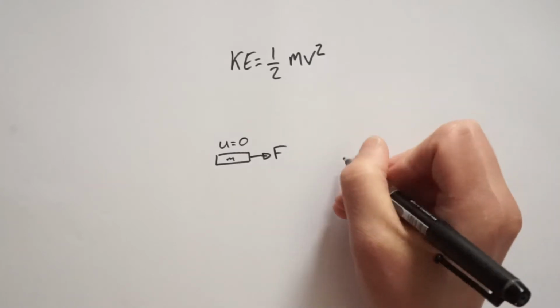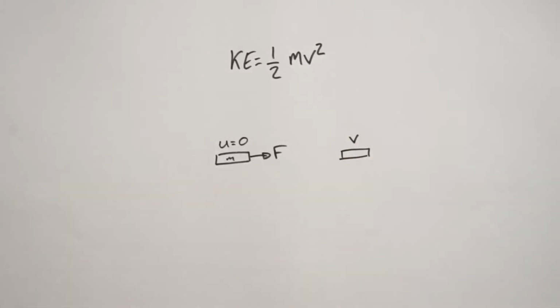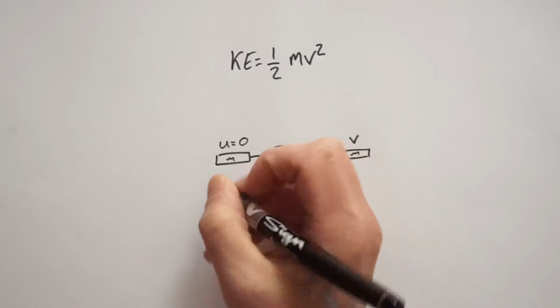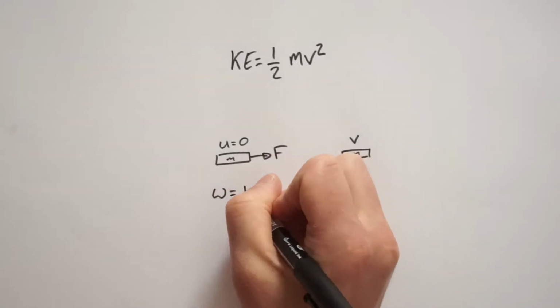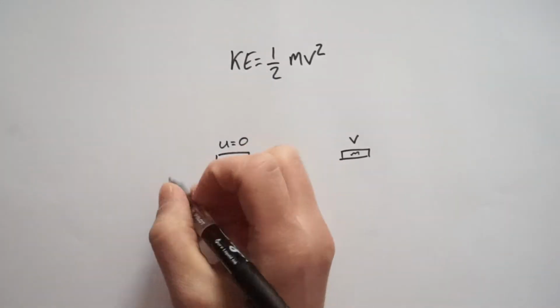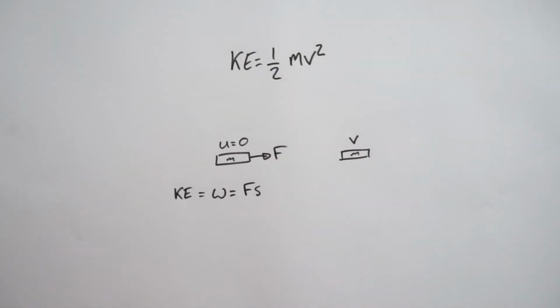And it's going to accelerate to a new velocity. Let's say that new velocity is v. It's still a mass m. Now, because we've exerted a force on this and it has moved, we have done some work. And that work is equal to the force times the displacement. Because the energy's not gone anywhere else, we're ignoring air resistance, all of that work is going to go into kinetic energy of this object.